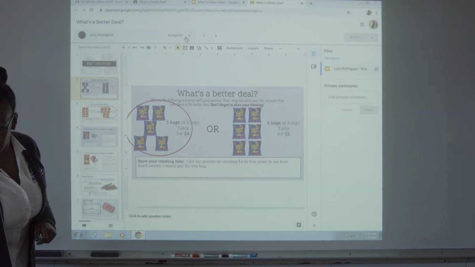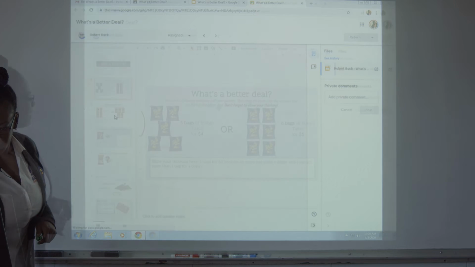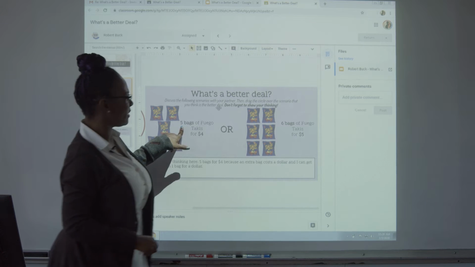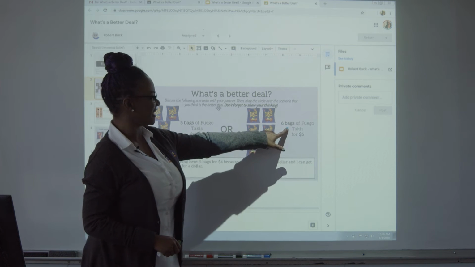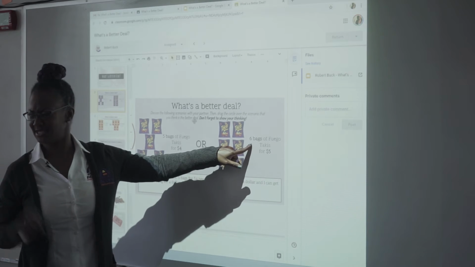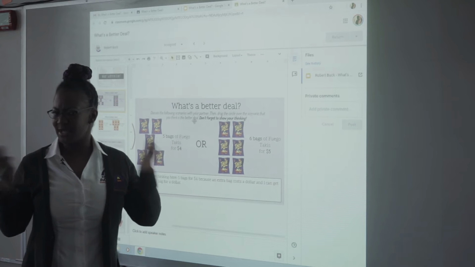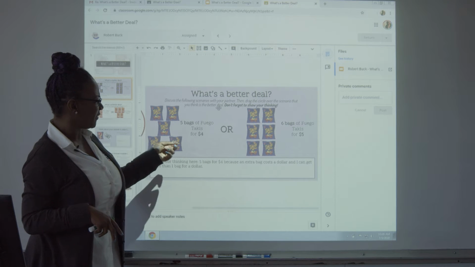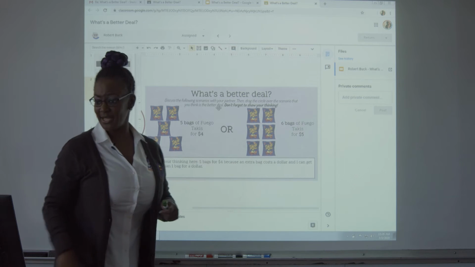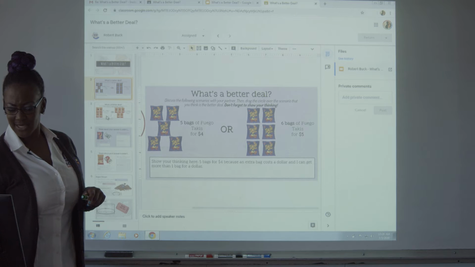Let's see how I noticed this guy did it a little differently. All right. So he thinks 5 bags for $4 also because an extra bag costs $1 and I can get one more bag or I can get more than one bag for $1. So let's think about this. He's saying that here he was going to get 5 bags, but over here he would get 6 bags. And he knows that he's going to pay one more dollar for that extra bag, and that doesn't sound right. Sometimes we can just reason through and see, I know I normally don't pay $1 for Takis, and so if I have to pay another $1 for another bag, that's probably not the better deal. I like your thinking.